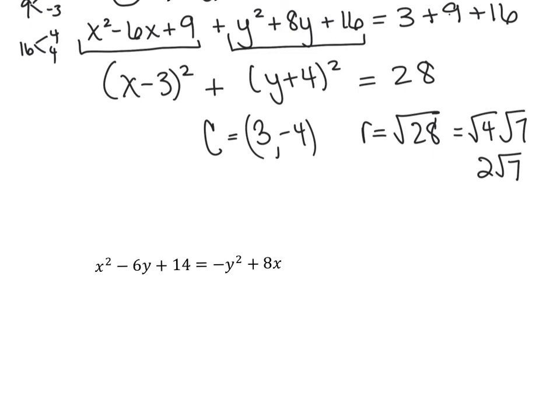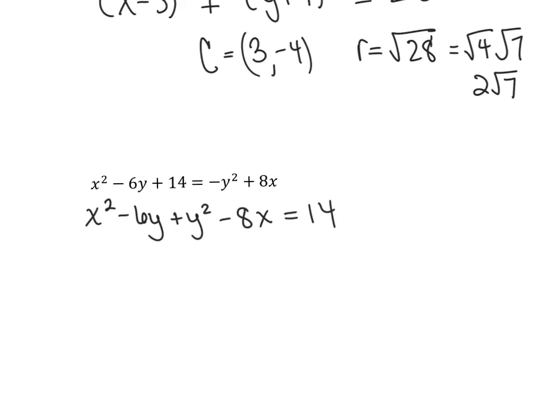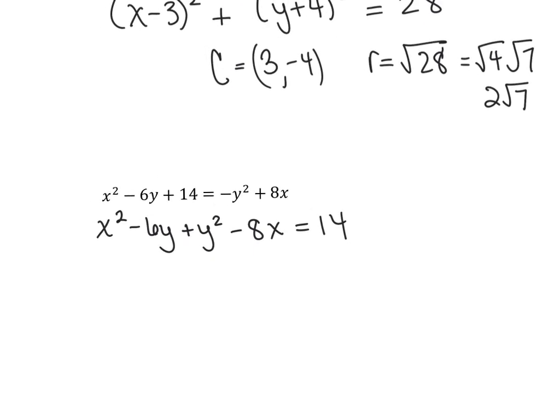Okay, looking at this last one, I would get your variables on one side and your constant on the other. So I'm going to move the y squared to the left, and the 8x equals 14. So I'm going to get all the terms on one side that have variables and the constant on the other. And then I need to write it so that I group together my x's and then group together my y's. So x squared minus 8x plus y squared minus 6y.